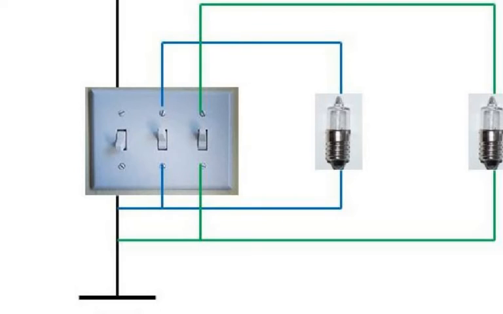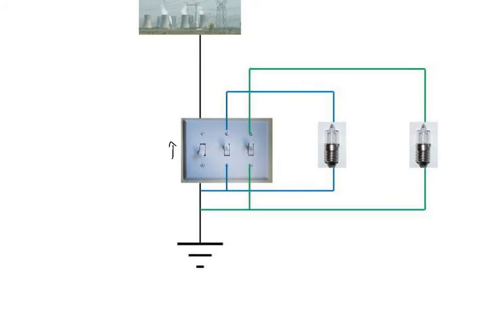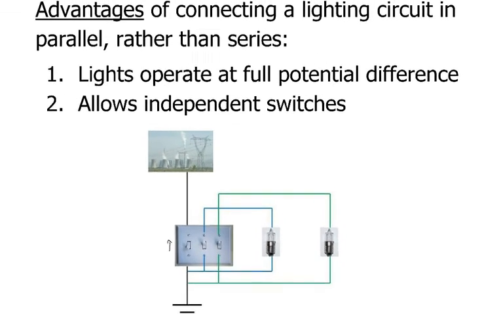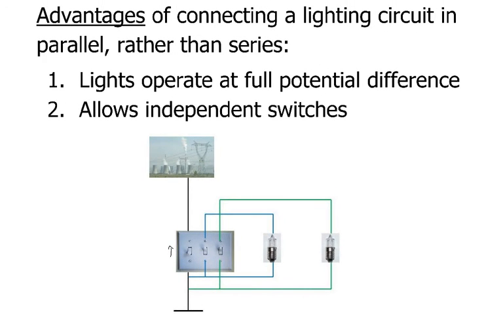But if this switch is on, let's just say we turn that switch on, then either of these lights could be turned on or off by those two switches. Right? If this switch is on, this light comes on. This switch is on, this one comes on, and vice versa. If they're off, they're off. So one of the big advantages of parallel wiring is that it allows you to have independent switches for different lights. That's pretty cool.